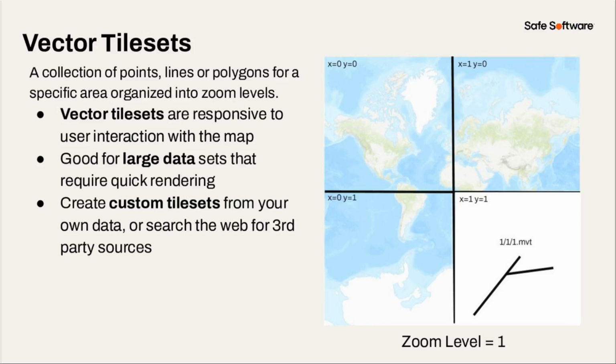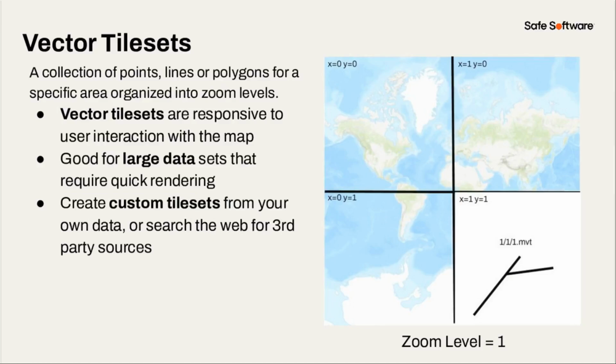For large datasets, they're great because they render quickly and ensure your map stays fast, even if it has a lot of data on it. You can create custom tilesets from your own data with FME or explore third-party sources online for even more flexibility.